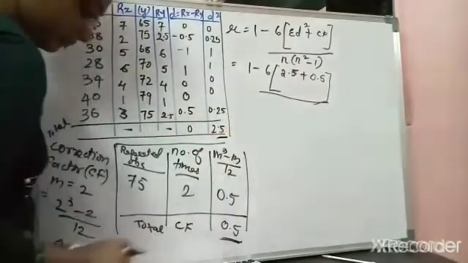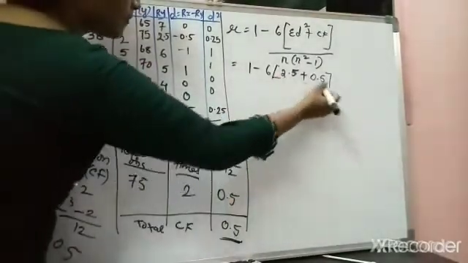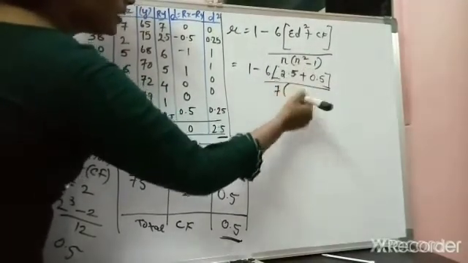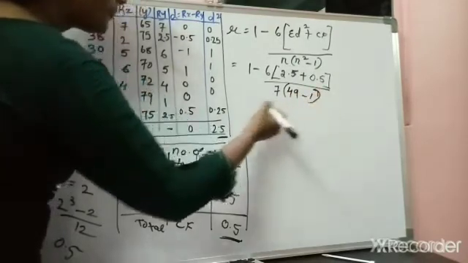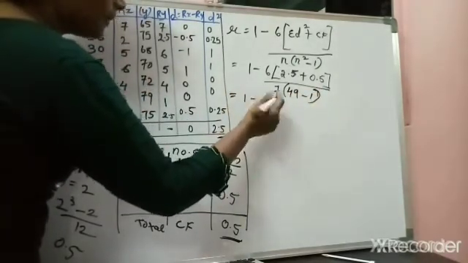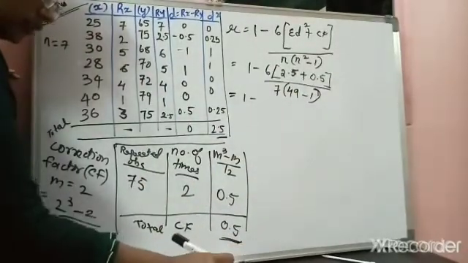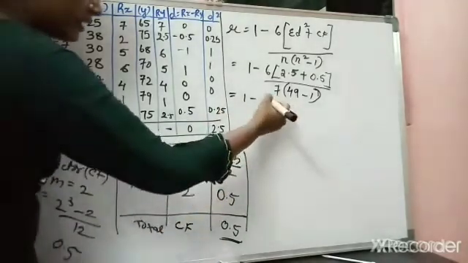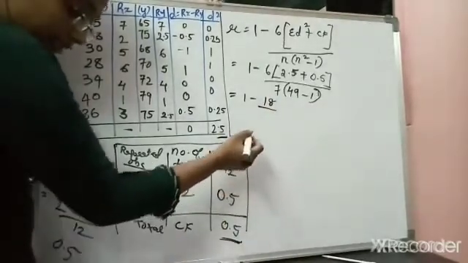So, 7 squared is 7 sevens are 49, minus 1. Okay. So, 1 minus, you have to do this calculation. So, let me take out the exact answer. After calculating, you will be getting 80 divided by 336. Okay.